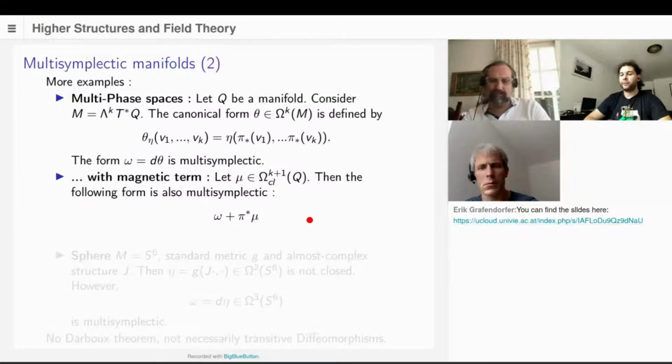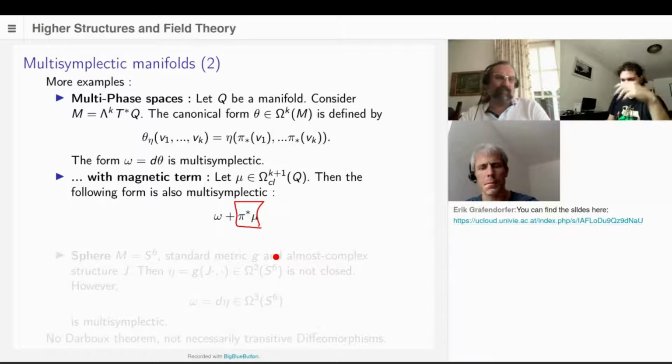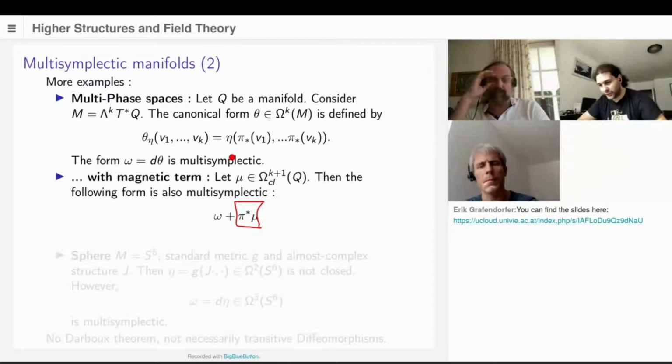We can, if we want, add to the above form the pullback of any differential form on Q. It's a direct generalization of this magnetic term in symplectic geometry. And from a geometrical point of view, this gives us cohomology. So this gives us a way to construct many examples where the form is not exact, which is useful for some cases. And finally, a slightly weird example.